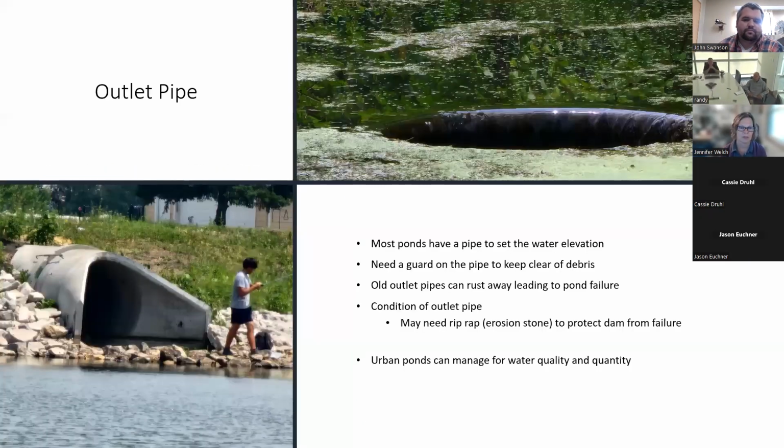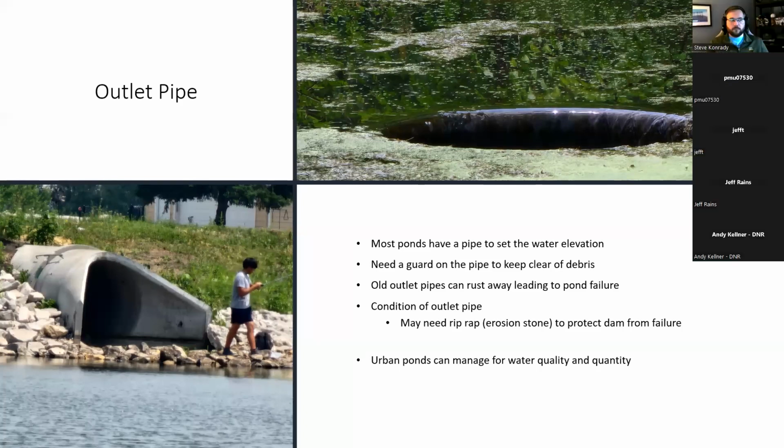The outlet pipe. Generally, most ponds have an outlet pipe that helps to set the elevation of the water. Otherwise, it's flowing over perhaps a weir, and I believe John's going to show some pictures that look like that. But most ponds use a pipe to set the water elevation.